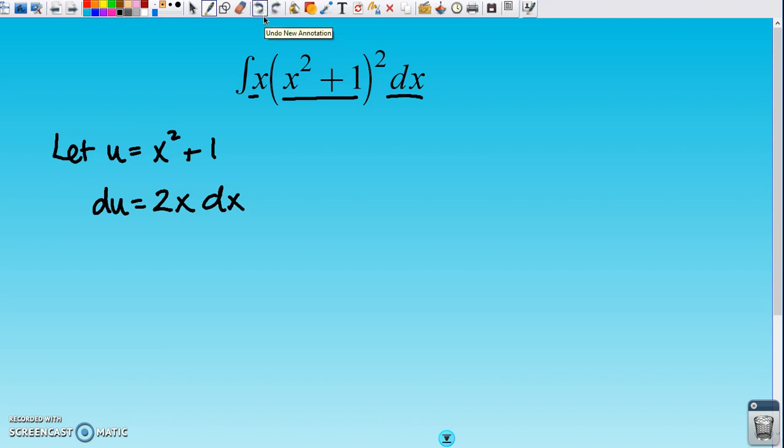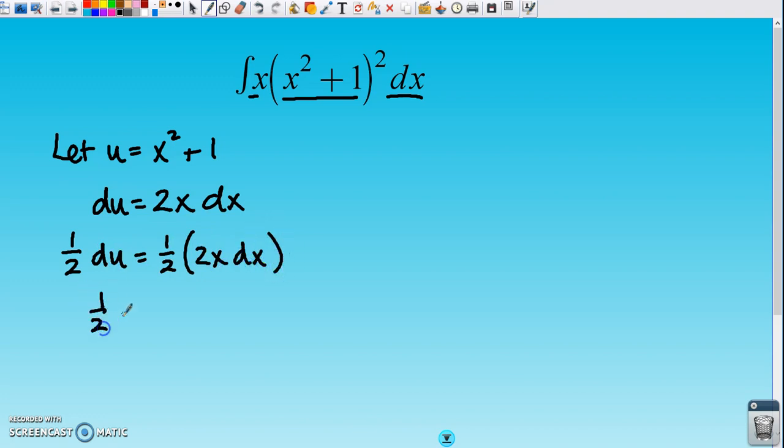So I'm going to multiply both sides by 1/2. And let's see what happens. So 1/2 du is, oh well, that becomes x dx. Now x dx matches what I have in the original integral. So now instead of just rewriting it with a du like I normally do, no pun intended on that one, I promise, I'm going to rewrite it with 1/2. So let's go over here.